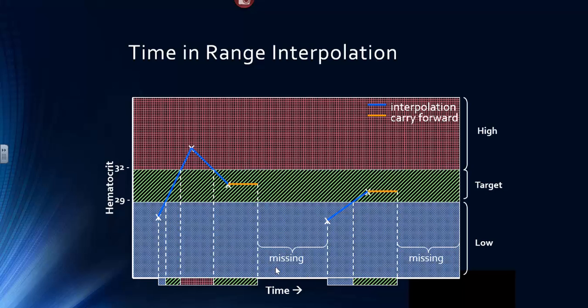Now you are able to calculate for each patient the percentage of time spent in each of those zones and the actual number of days spent in each of those zones, and you can identify those patients whose hematocrits are too high and those that overall are too low.